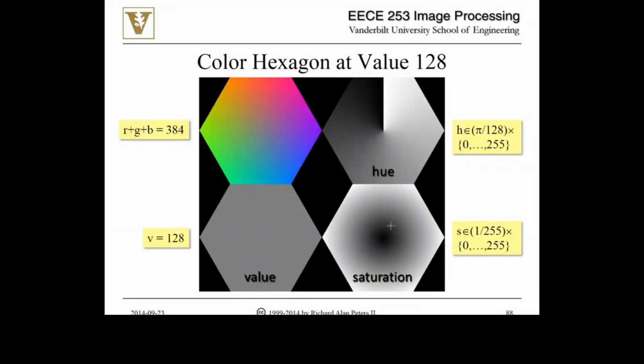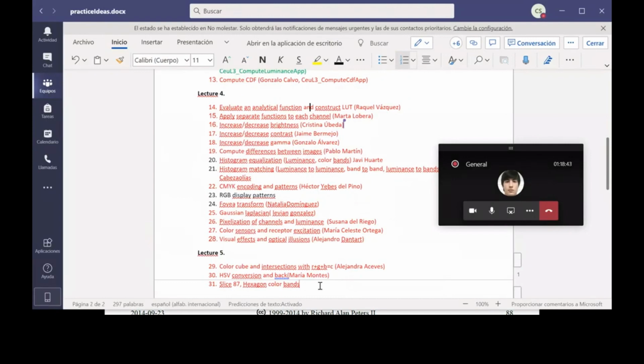Okay, so we can also represent that, instead of the color bands, with the hue, saturation, and value color bands.